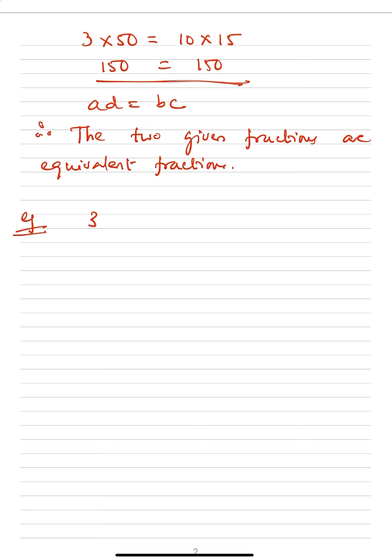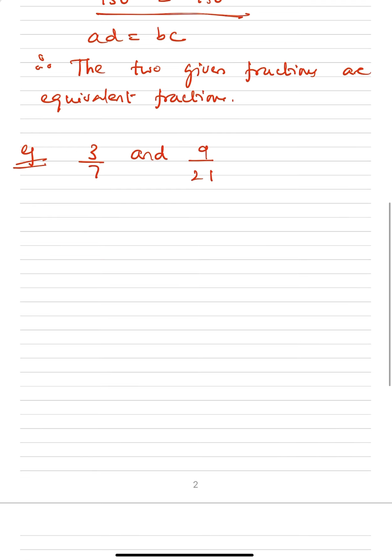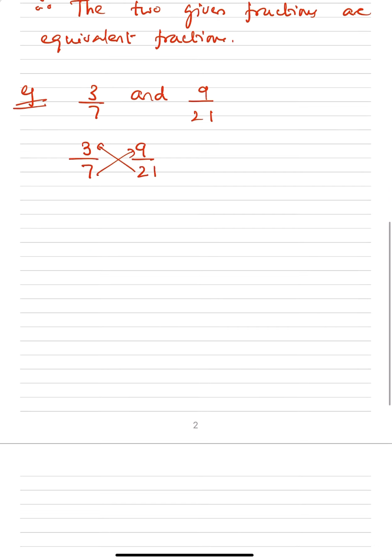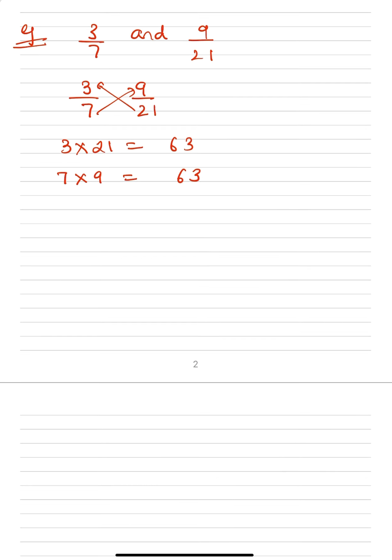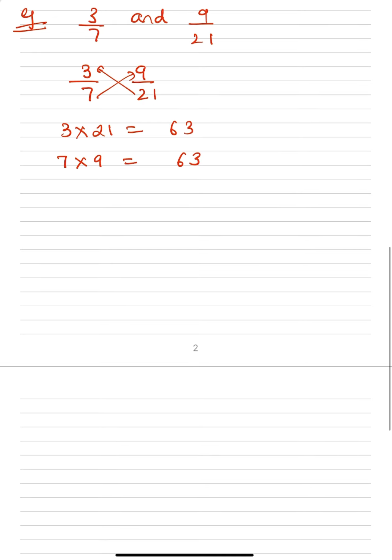Let me take another example, 3 upon 7 and 9 upon 21. We will do the same thing. Let me write it like this so you will not make any mistake. 3 into 21 will be what? And 7 into 9 will be what? It is 63 and this is also 63. As both the products are equal, we say that 3 upon 7 and 9 upon 21 are equivalent fractions.